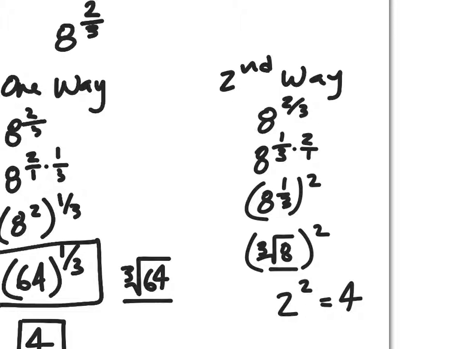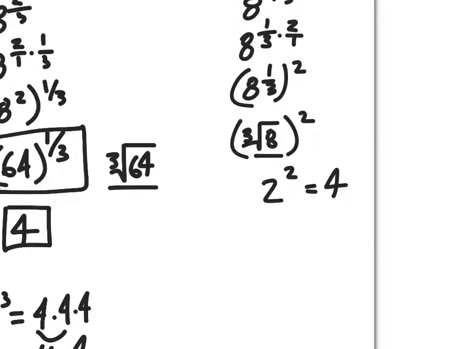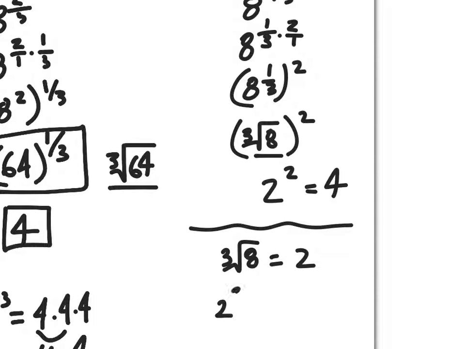To evaluate the cube root of 8, that might be a little tricky for you. The cube root of 8: what three numbers multiplied by themselves give you 8? That's going to give you 2. And you can check that by doing 2 cubed, which is 2 times 2 times 2.